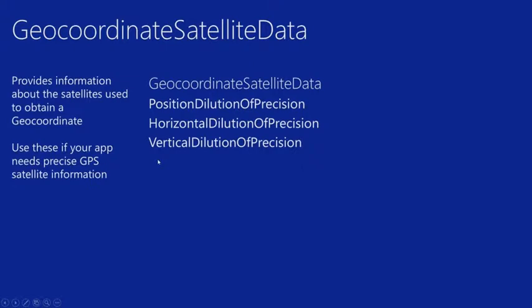And lastly, there are 3 read-only properties for detailed satellite information for the satellites used to obtain location results. If precise GPS satellite info is needed for your app, then you can use these. They help determine the accuracy of position results.